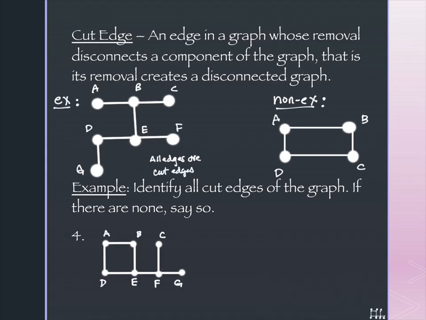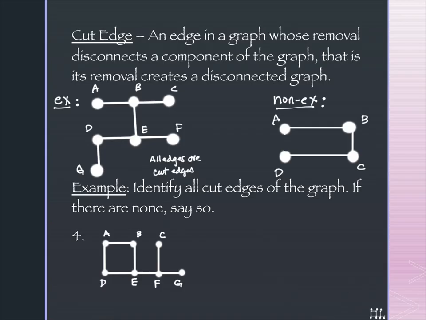So I'm showing you the two extremes. This is the one where all edges are cut edges. My non-example actually has no edge that's a cut edge. Again, it's a very symmetric kind of graph, so it doesn't really matter which one we remove for our discussion. Let's say we remove AD. Notice if I remove AD, it's all still one piece.